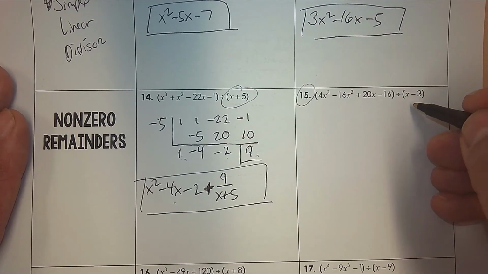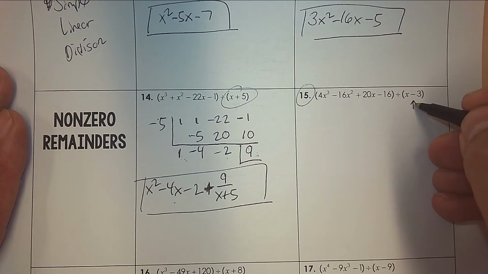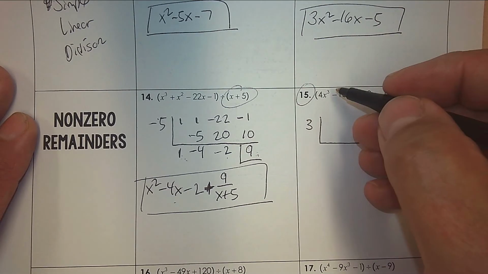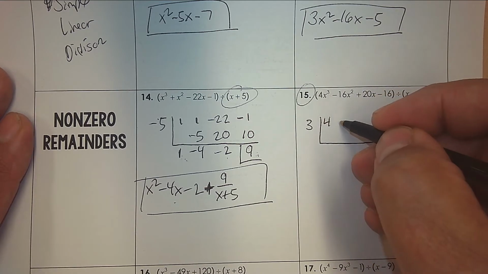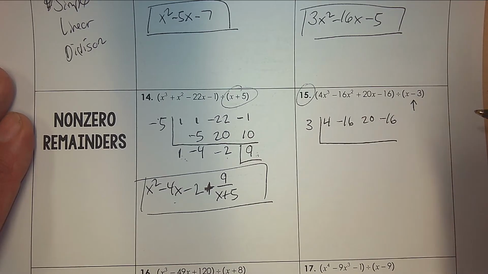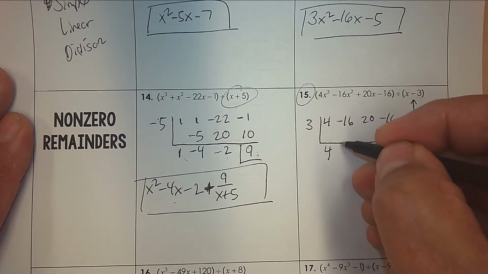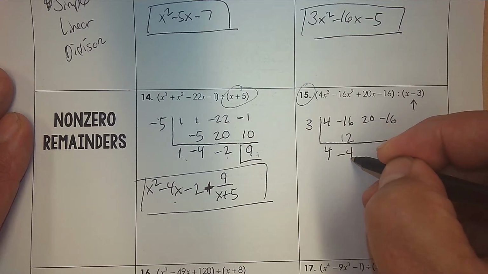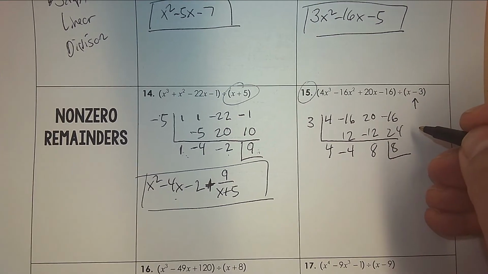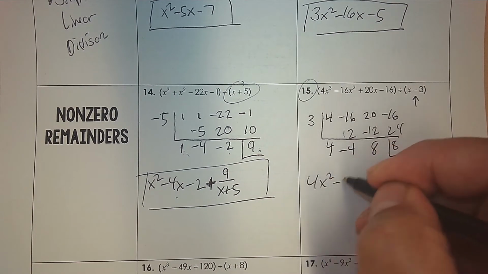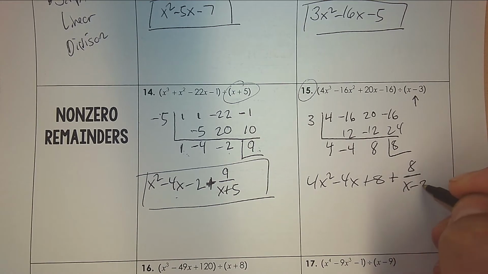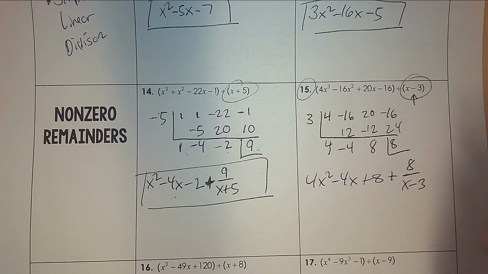Number 15, set this up. So the 0 of what we're dividing by is positive 3. Big L. How many x cubes? 4, then negative 16, then 20, then negative 16. Add the first column, multiply, and keep adding and keep multiplying all the way across. Notice there's a remainder of 8. So this answer is 4x squared minus 4x plus 8, and then the remainder is positive as a fraction. And the denominator is what you divide by.